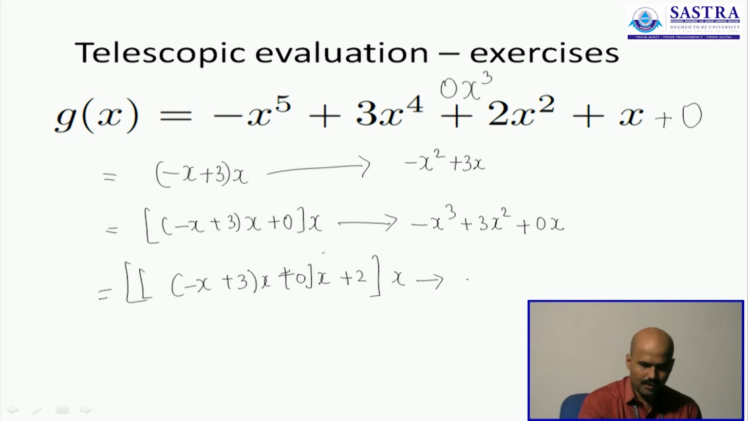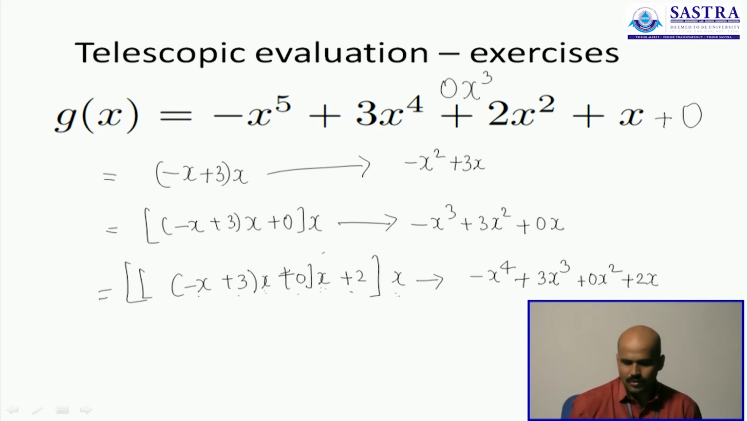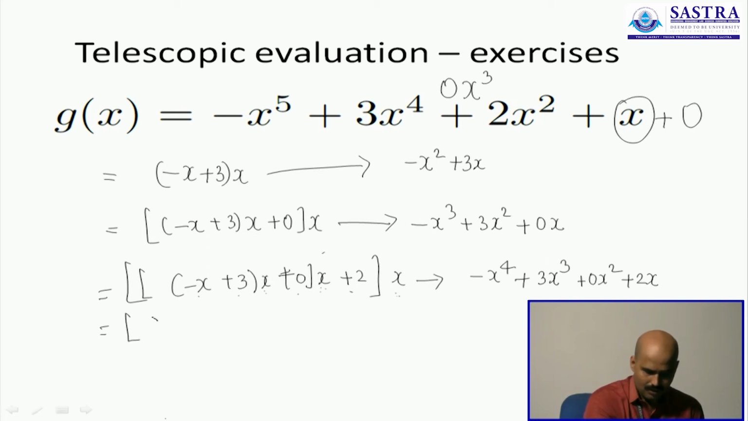So what are we having over here? Minus x times x times x times x minus x power 4 plus 3 times x times x times x, that's going to be 3x cube, 0 times x, that's a 0x square, and a 2x. So what we are missing is the term with 1x as its expansion. So you will have to accommodate that. That is pretty easy by now to most of you. You can easily take care of that part.